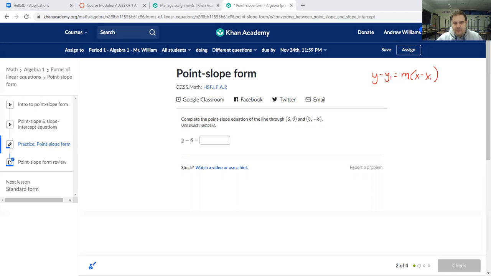All right, how do you want to read that? You need to find your slope. You need to find an ordered pair. All right, so there's 3 things that you need. You need a point, which is an ordered pair, and you need a slope.